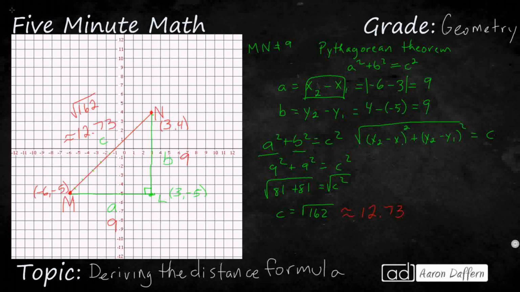And in case you're wondering, that square root of 162 is about 12.73, much larger than 9. That's why we use the distance formula.